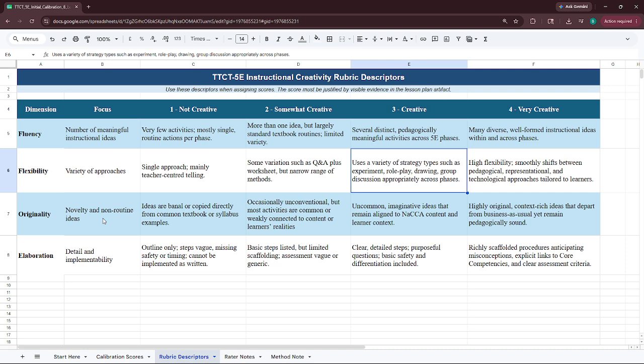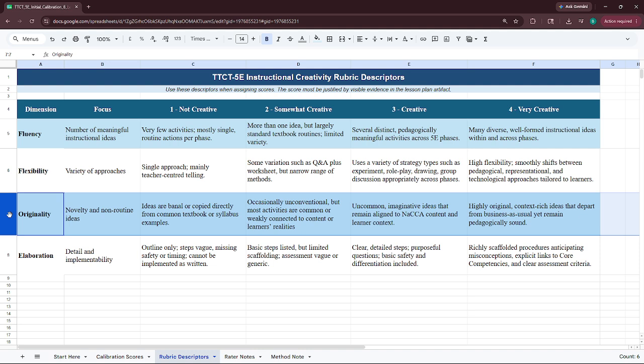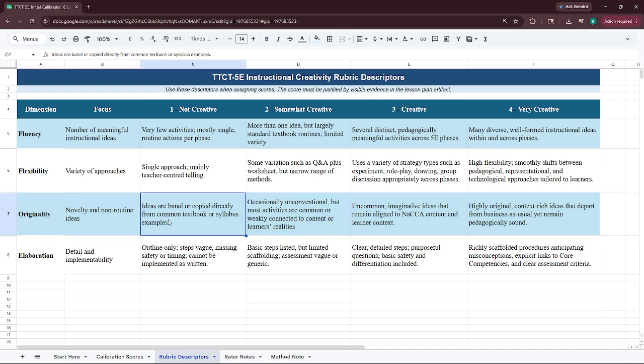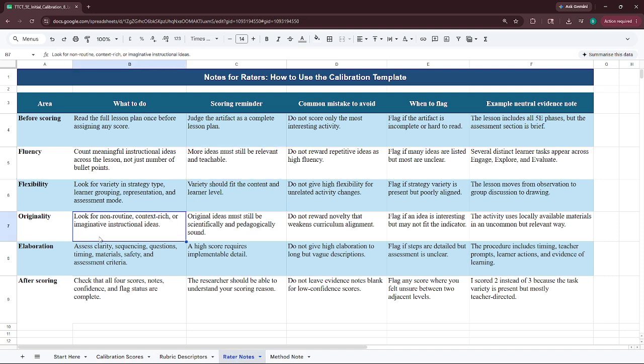So the teacher should show some kind of originality, not just copying directly from the curriculum or the usual textbook activities. So here we are checking the differences, not the work as usual, right? So what are we supposed to check? Let's check the written notes. So look for non-routine, context-rich, or imaginative instructional ideas.